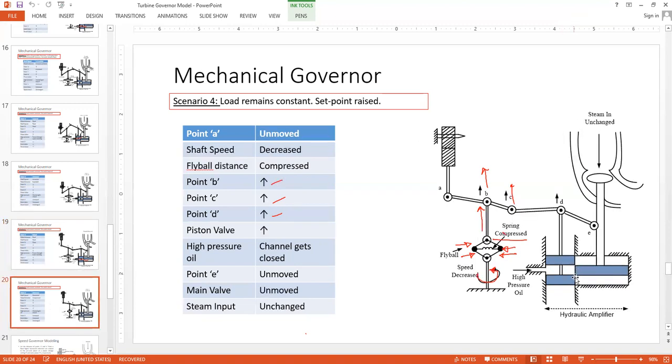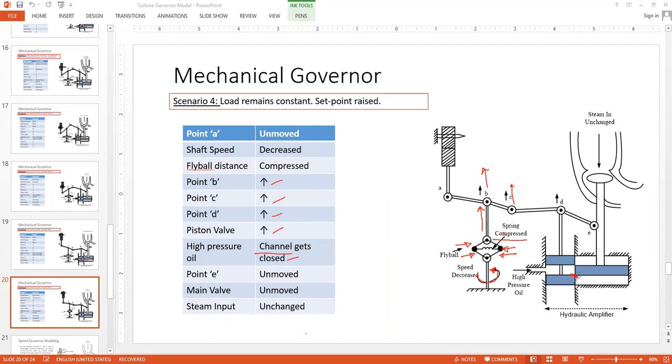So you see now this channel, there is no opening left there. And as it goes up, there is no further high pressure oil moving through either of these channels. So there is no further pressure on this heavy piston being created by this high pressure oil. So point E doesn't move anymore. So the piston valve goes up, and both of these channels get closed.